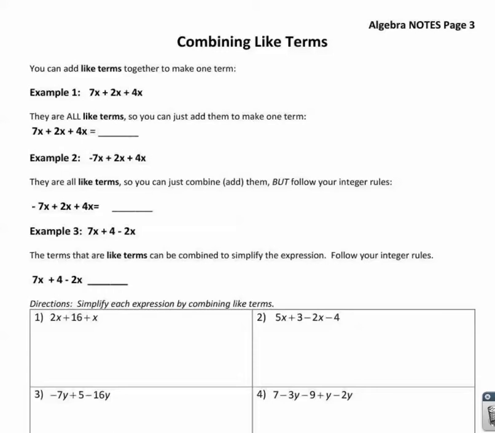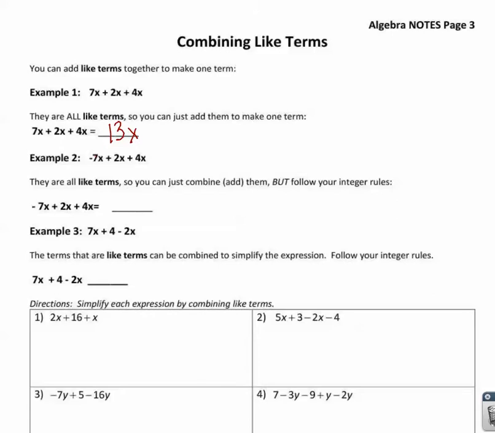Now let's talk about combining like terms. You can add like terms together to make one term. So in this example, 7x plus 2x plus 4x. Since they are all like terms, they all have an x for a variable. So you can make it one term and say 7 plus 2 is 9, plus 4 is 13, and then don't forget they have a like term of x, so it would be 13x.